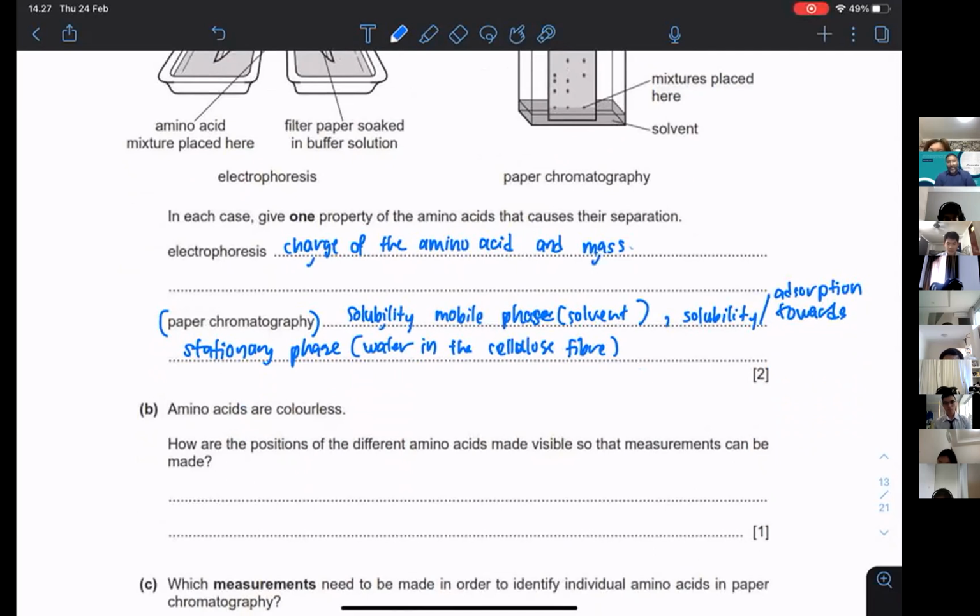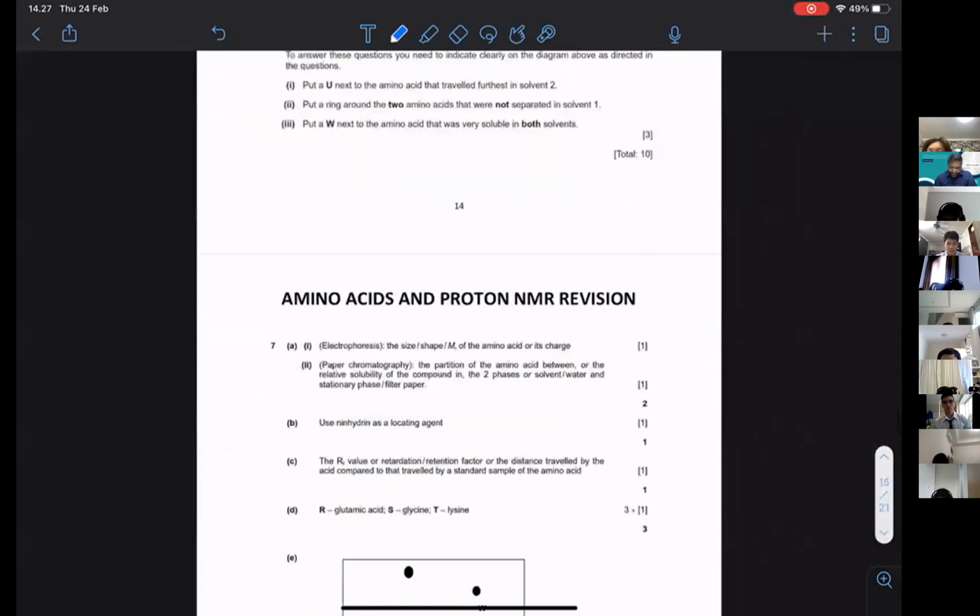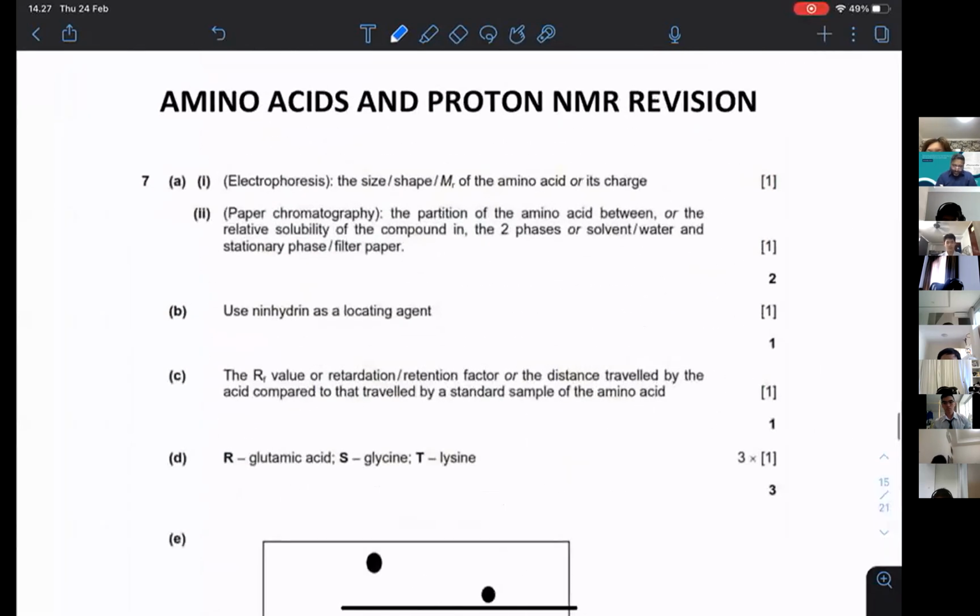This one is charge and mass, solubility. I think sometimes apart from solubility, it also depends on the mass. But let's see whether they mention the mass over there. You see, they talk about the size, which is the Mr, and also the charge. So all done.